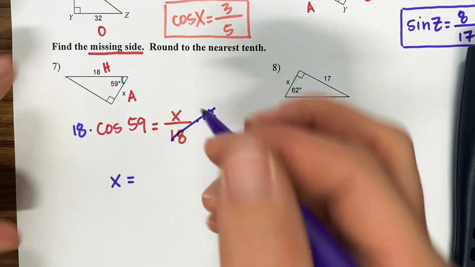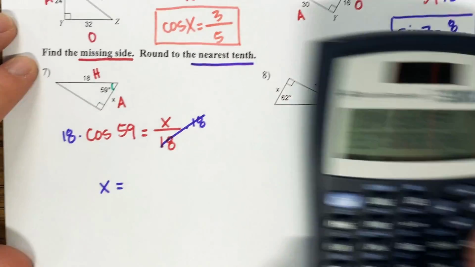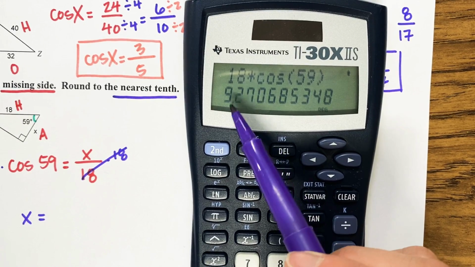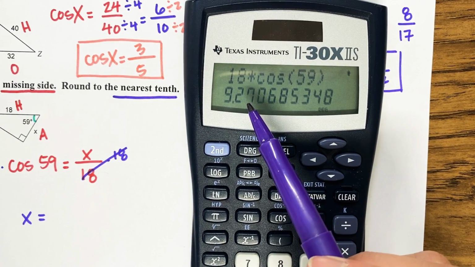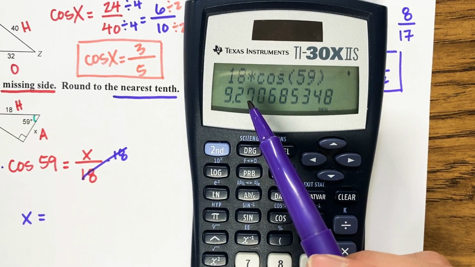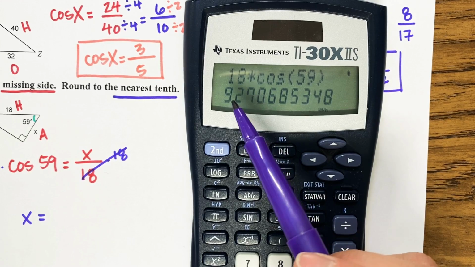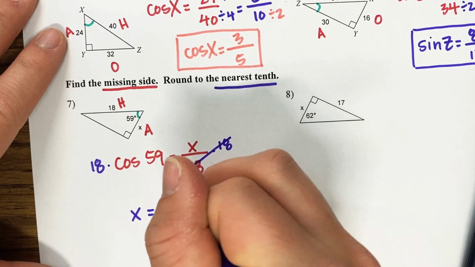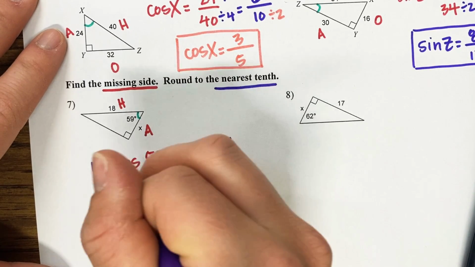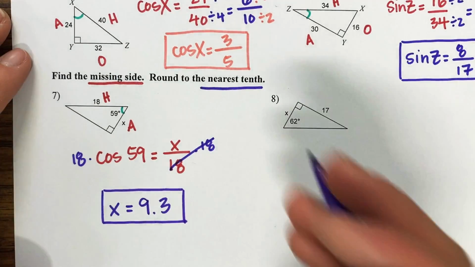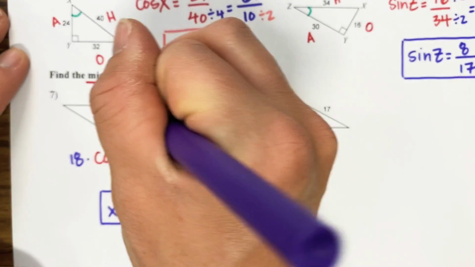It wants us to round to the nearest tenth. That means the first place after the decimal. If it wants it to the first place, you have to look at what's after. Since the number after that 2 is a 7, remember 5 and above, we have to round up. Since it's a 7, that turns that 2 into a 3. So our answer, 9.3. And there it is. We know that this missing side, x, is 9.3.